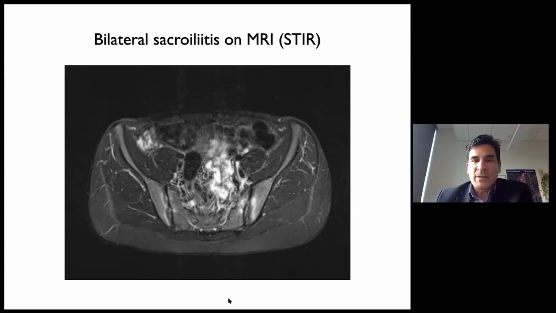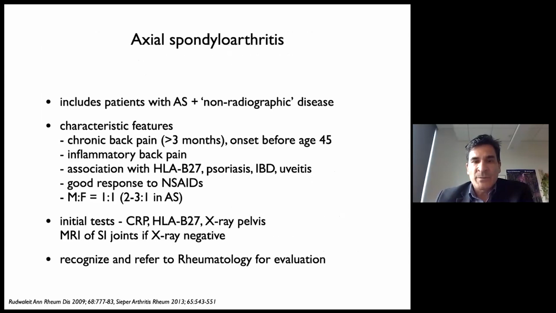I want to make a point that is very important that I forgot to make when we looked at this slide. Axial spondyloarthritis is a condition without sex predilection. So it's equally common in men and women, in contrast to ankylosing spondylitis, which is 2 to 3 times more common in men. So axial spondyloarthritis is a diagnosis that is easily missed in women if one doesn't think about it.